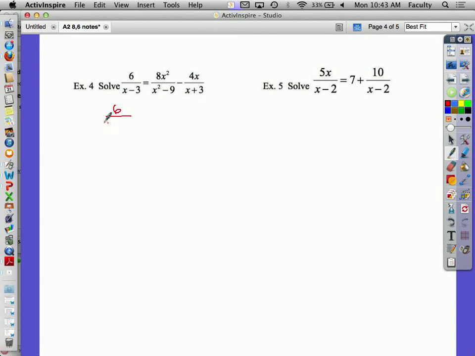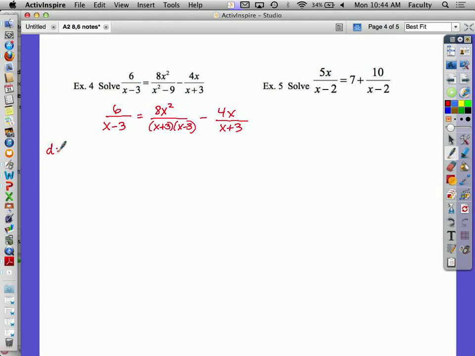On this one, do you notice x squared minus 9 is not factored? So remember when I said find the domain, you have to make sure your denominators are factored. That's going to help us with domain, and it's going to help us with the LCD. In the previous class, they said the LCD was x minus 3, x plus 3, x squared minus 9, which is not true. So let's start off with the domain.